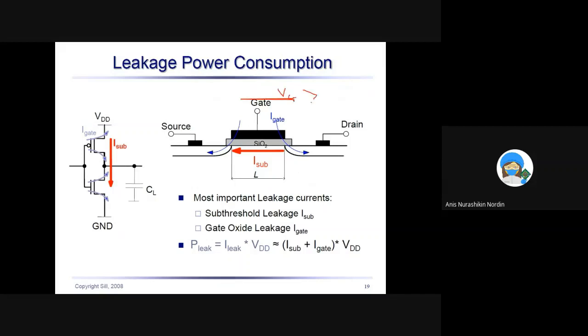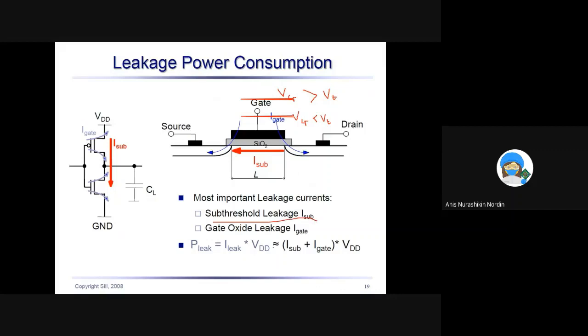The channel is supposed to be on when the voltage VG is greater than the threshold voltage, right? But when VG is less than the threshold voltage, it is supposed to be off. However, this sub-threshold current is present when VG is less than threshold voltage. That means when the gate is supposed to be off, it is supposed to not create a channel and not have current, but there exists this current. This is known as the sub-threshold leakage current.